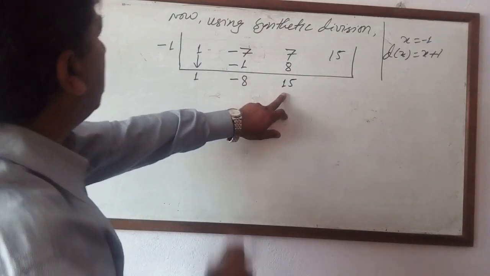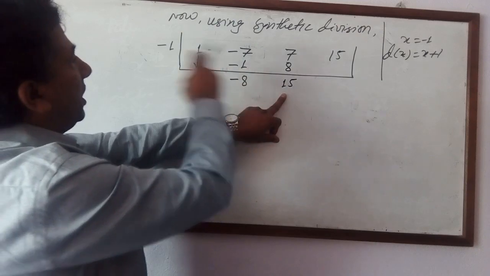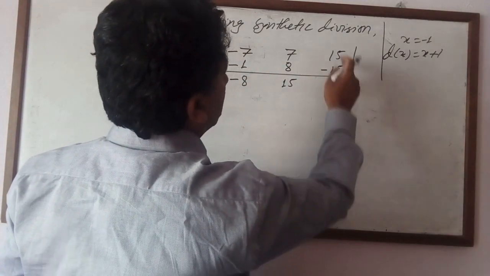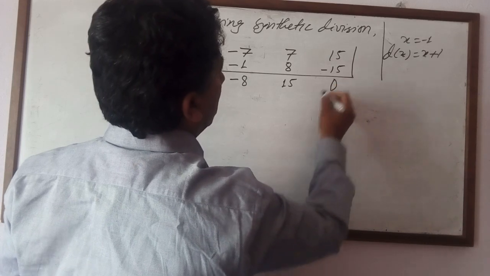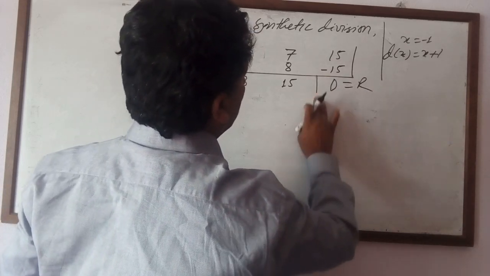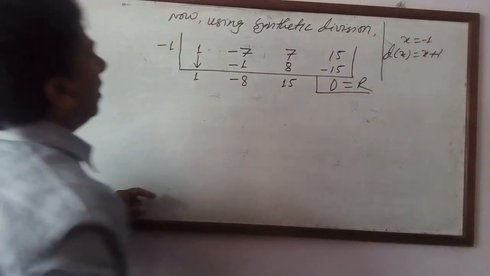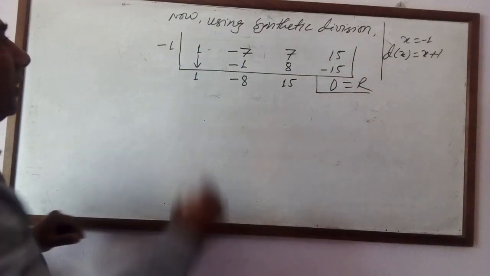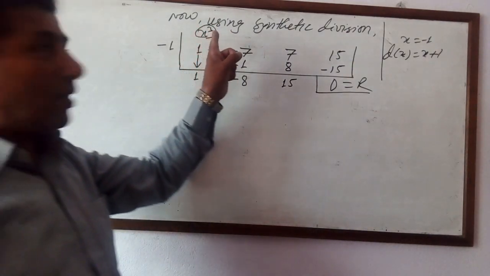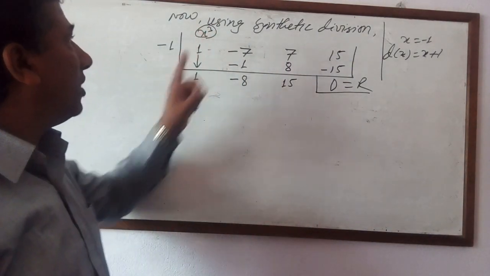Now again multiply this 15 by this minus 1. 15 times minus 1 will be minus 15. Minus 15 plus 15, remainder 0. The last one will always be the remainder. Now this is the coefficient of x power 3. Now reduce it by 1. Reduce the power of x by 1.